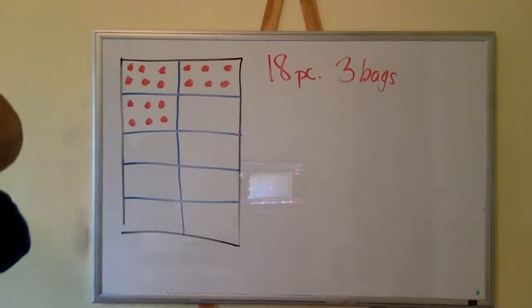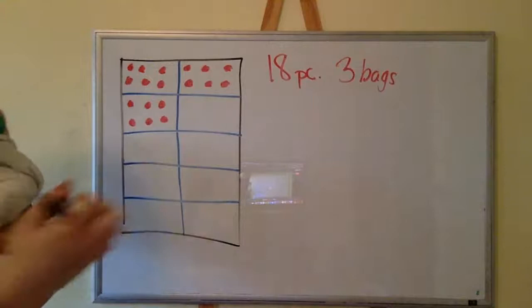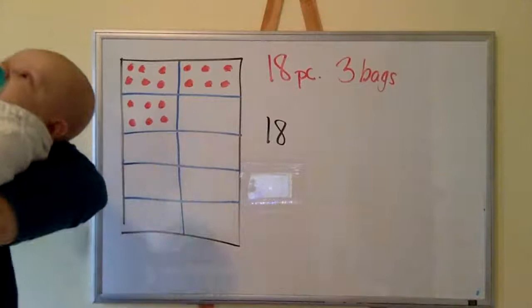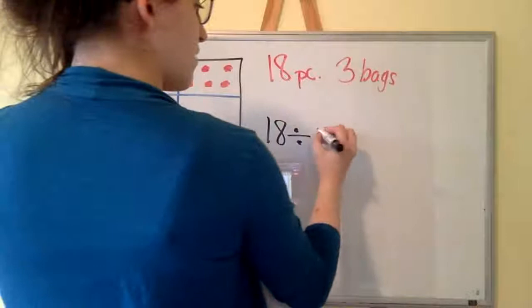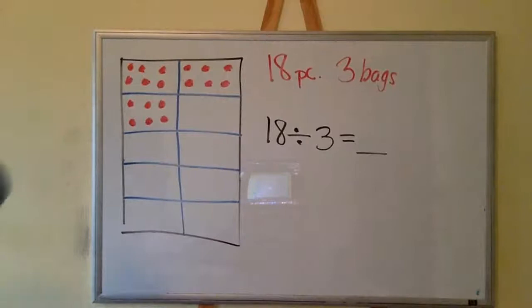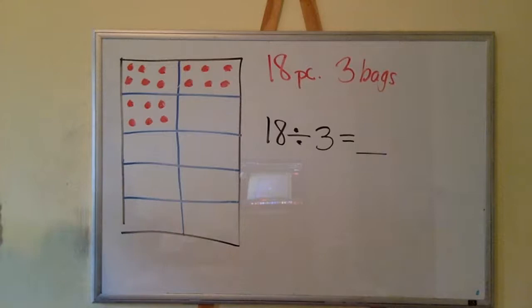So there's an equation for what we just did. Do you know what it is? And what did we do with the 18? We divided 18 into equal sets of 3. How many are in each set? How many squares do you have in each of your 3 sets? 6. 1, 2, 3, 4, 5, 6.